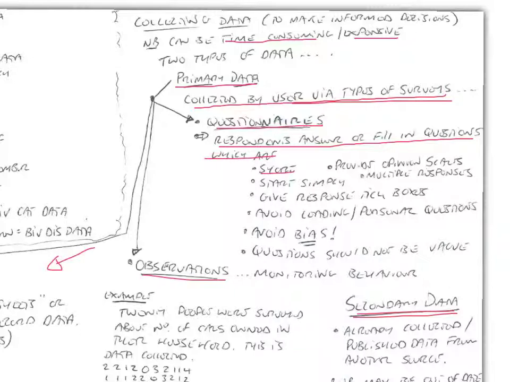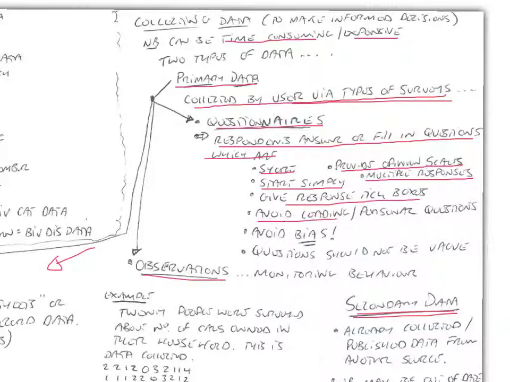They should maybe provide opinion scales, agree, strongly disagree, the scales where necessary. They should provide multiple responses so people can tick yes or no or whatever. The questionnaire should start out simply, just to get the person into the groove of answering the questionnaire, not difficult to begin with. They should give response tick boxes.